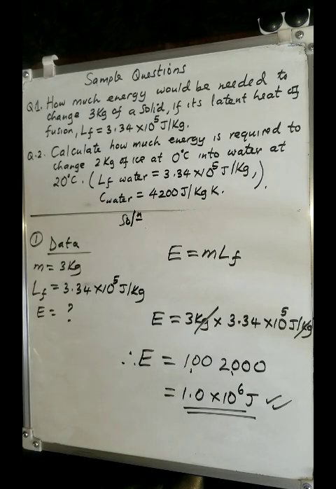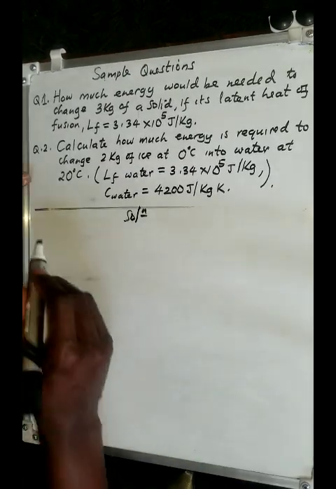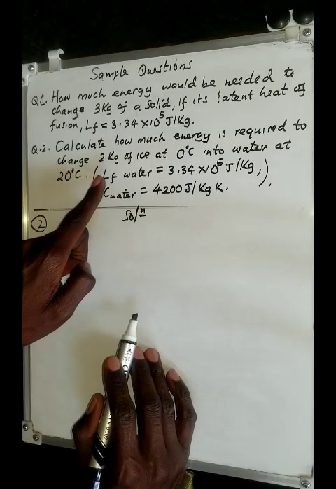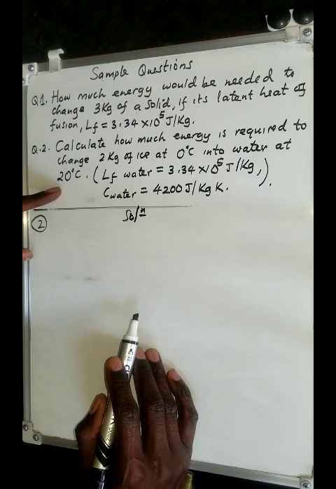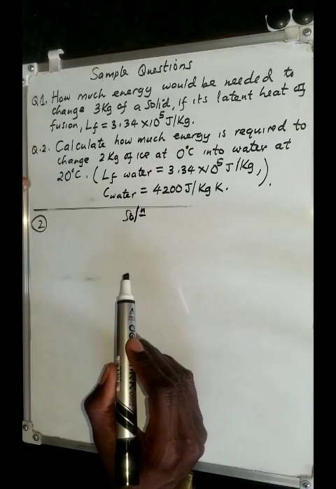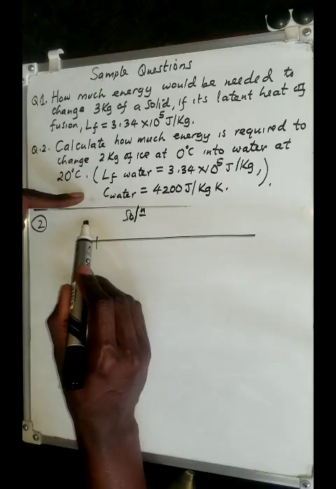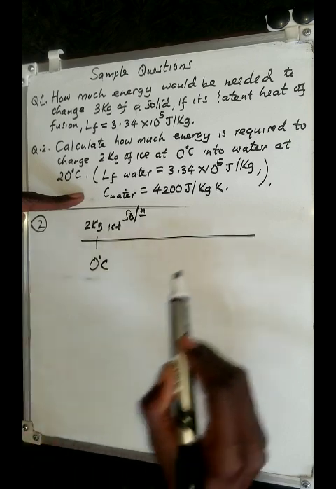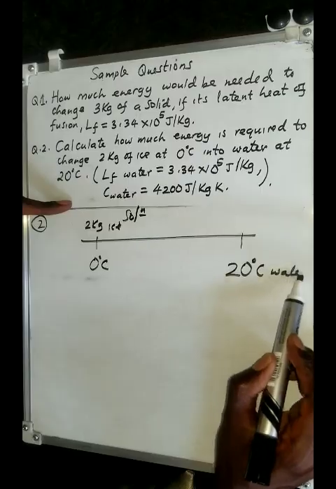Let's look at the second question there. It says, calculate how much energy is required to change 2 kg of ice at 0 degrees into water at 20 degrees. Now sometimes it is actually good to illustrate what you have been given. So you have got 2 kg of ice, you want to change it from 0 degrees to 20 degrees of water. That is what you need to do.